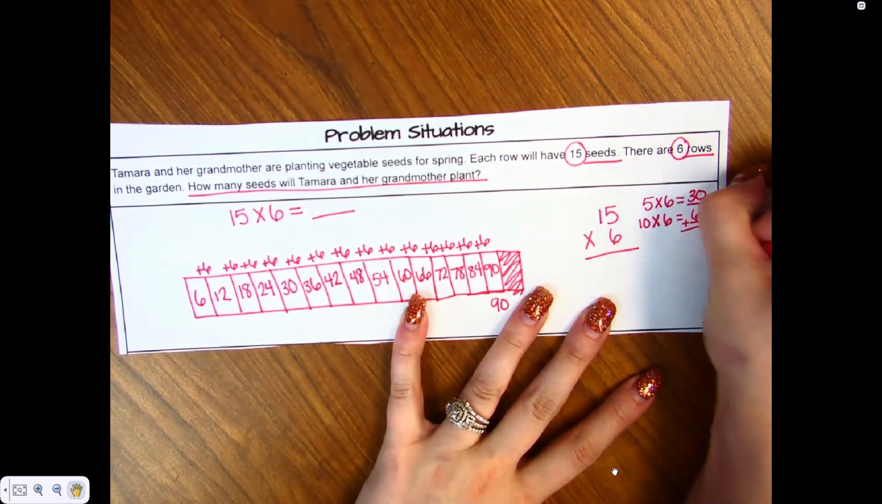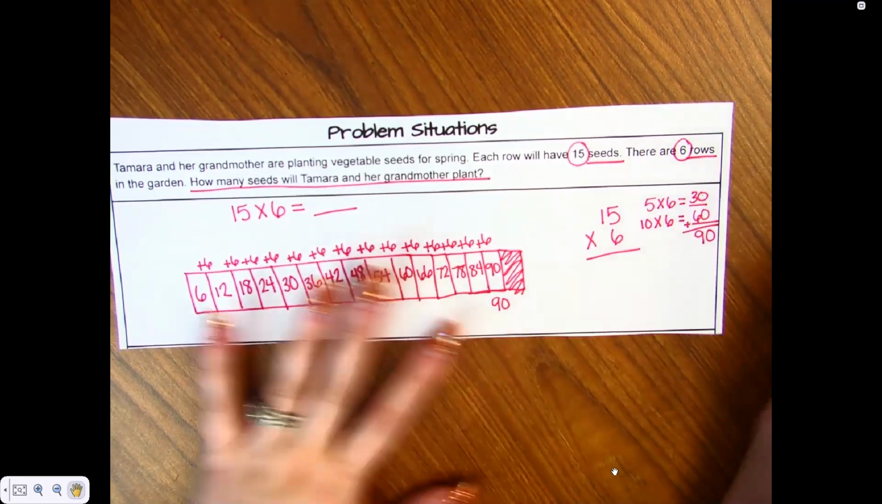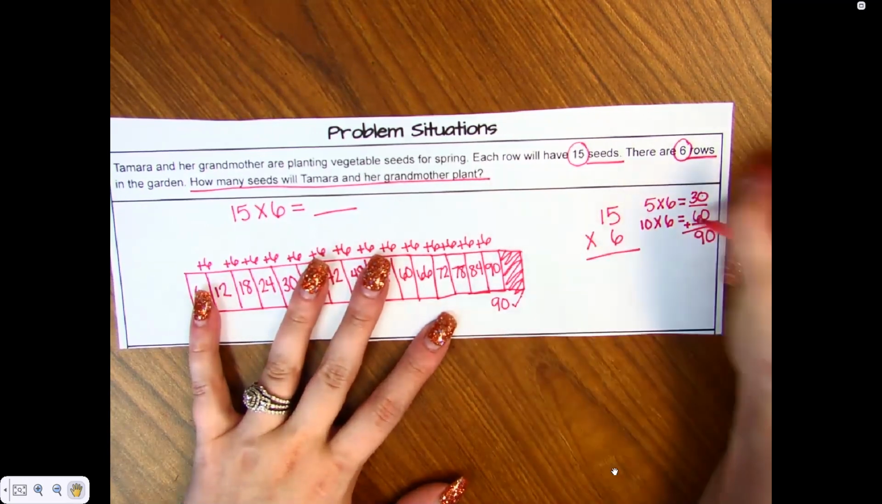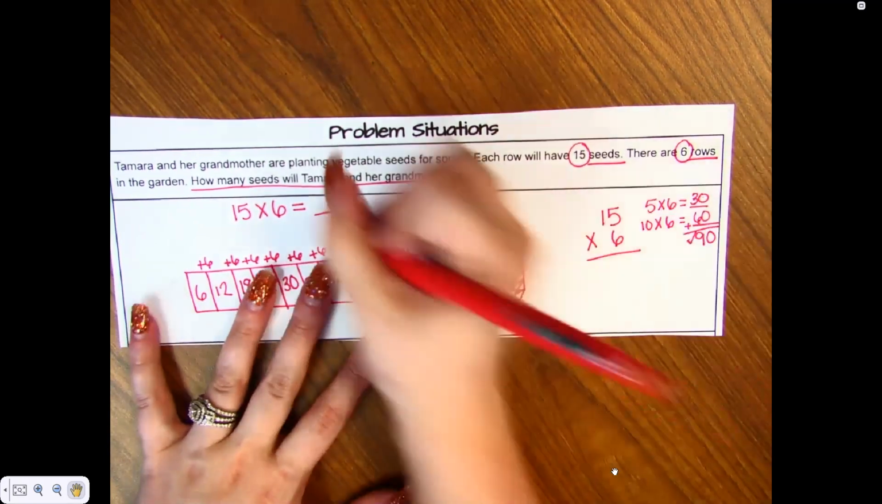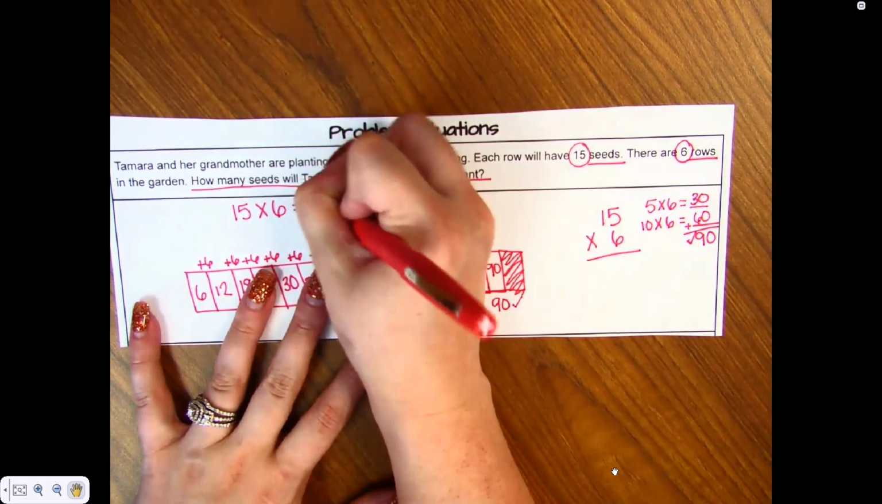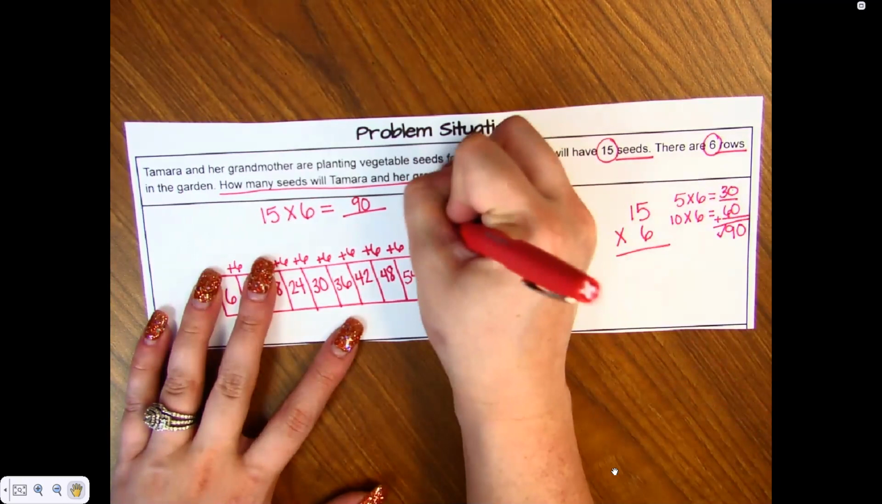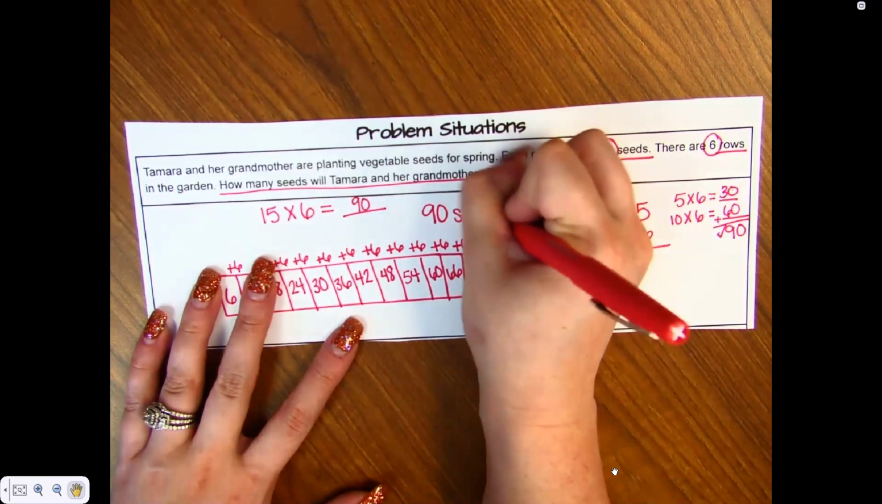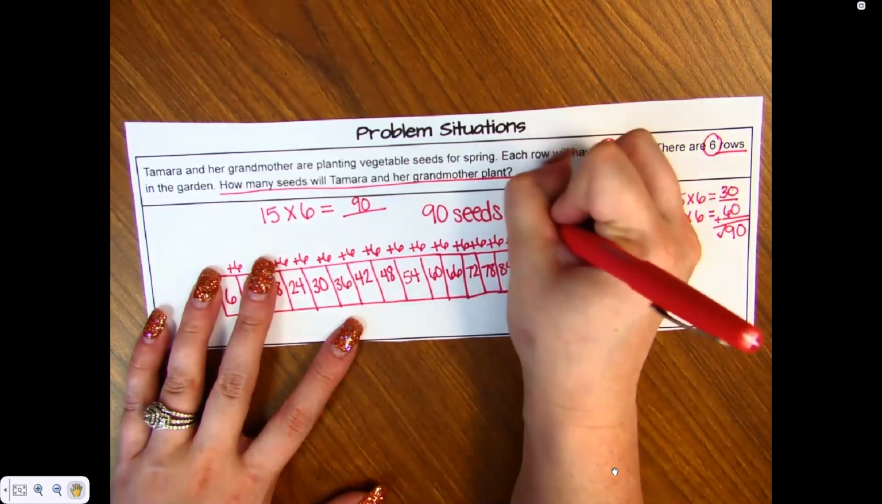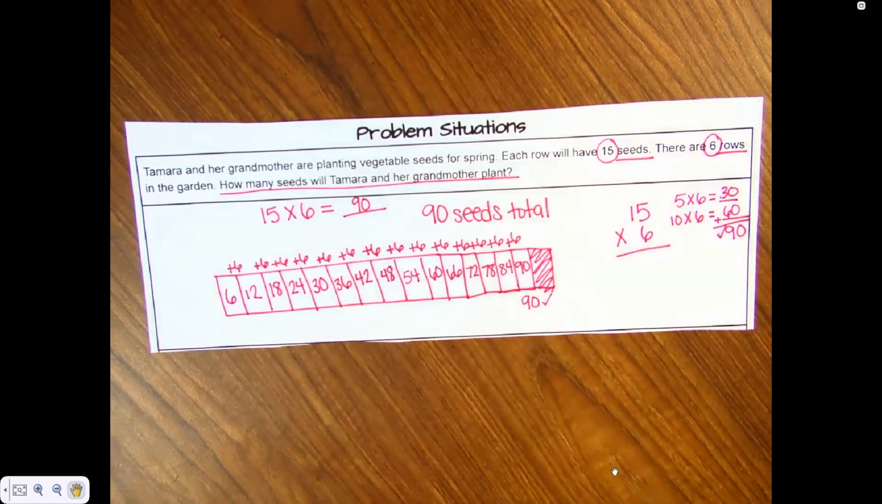So I have a 0, then I have 6, 7, 8, 9. So now this is 90. All right, well, 15 times 6 must be 90. So they planted 90 seeds total.